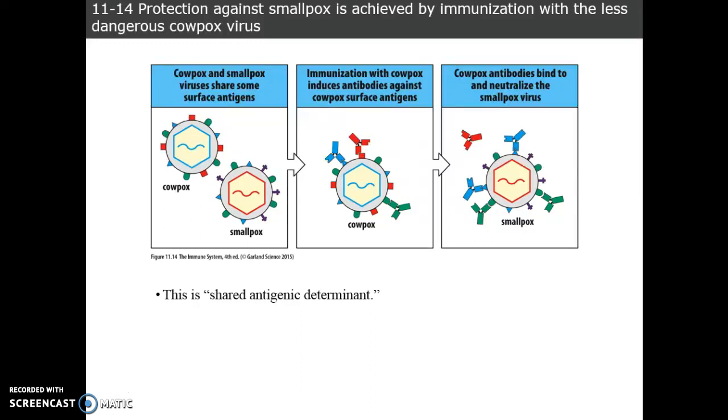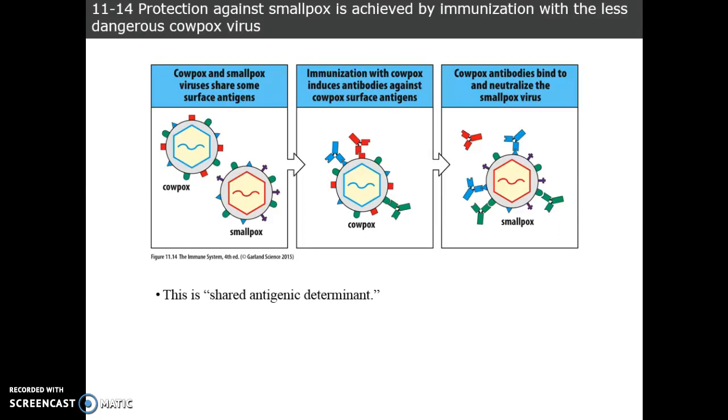So here there are two viruses depicted. You've got cowpox and smallpox. These two viruses are very closely related, but cowpox, as you might imagine, infects cows. Smallpox, you all know, infects humans. And it was found in the time of Jenner that milkmaids would often come down with basically smallpox of the hands, all right?